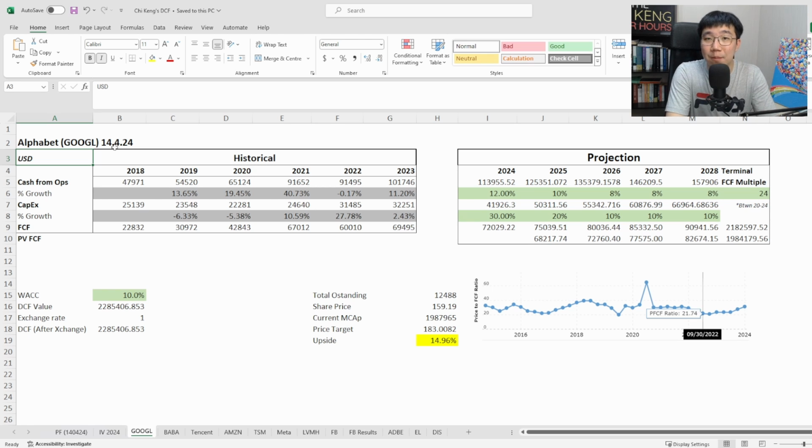So simply put, I believe for all DCF models, you just need three specific inputs. Firstly, it's your growth estimates. Secondly, it's your exit, or in this case, terminal multiple. And lastly, it's your discount rate. In this case, it's this green box here that denotes WACC.